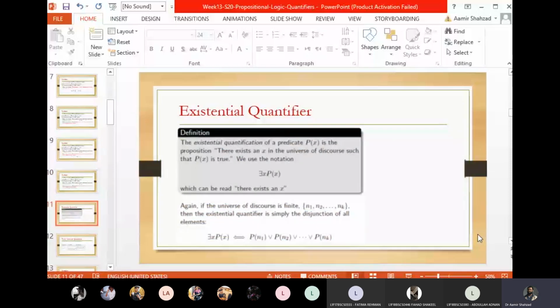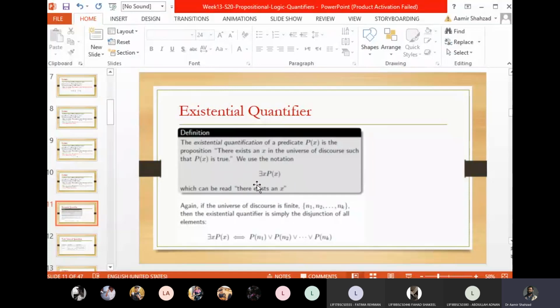So next is existential quantifier. Existential quantifier is, जैसे हमने अभी बात की, that there must exist some elements for which our predicate should be true. So existential quantification of a predicate is the proposition that there exists some x in the universe of discourse such that p of x is true.